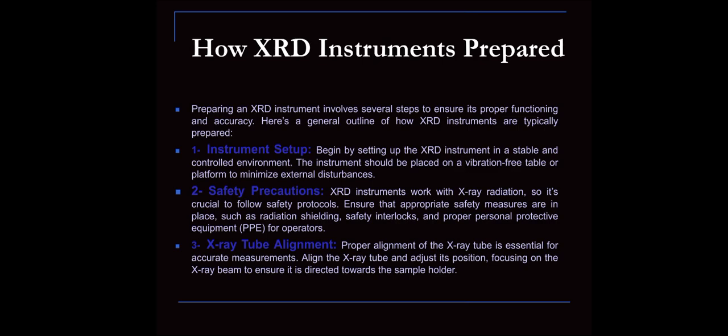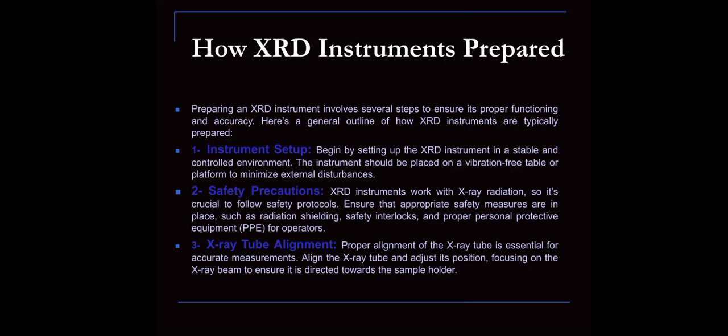Ensure that appropriate safety measures are in place, such as radiation shielding, safety interlocks, and proper personal protective equipment for operators. Third, X-ray tube alignment. Proper alignment of the X-ray tube is essential for accurate measurements.